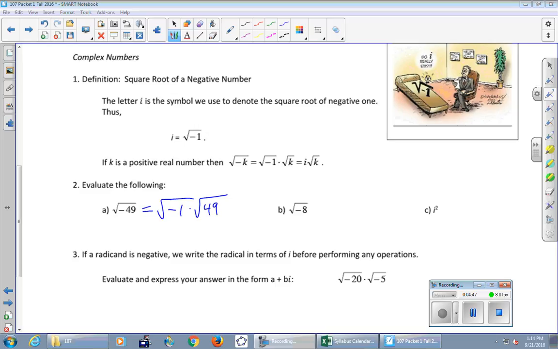And then instead of square root of -1, what are we putting? I. And then square root of 49 happens to be a nice number, 7. So I, 7 is okay. Typically, if it's a rational number, then you stick it in the front and you put the I at the end. But we'll see in this next case, the I will stay in the front.